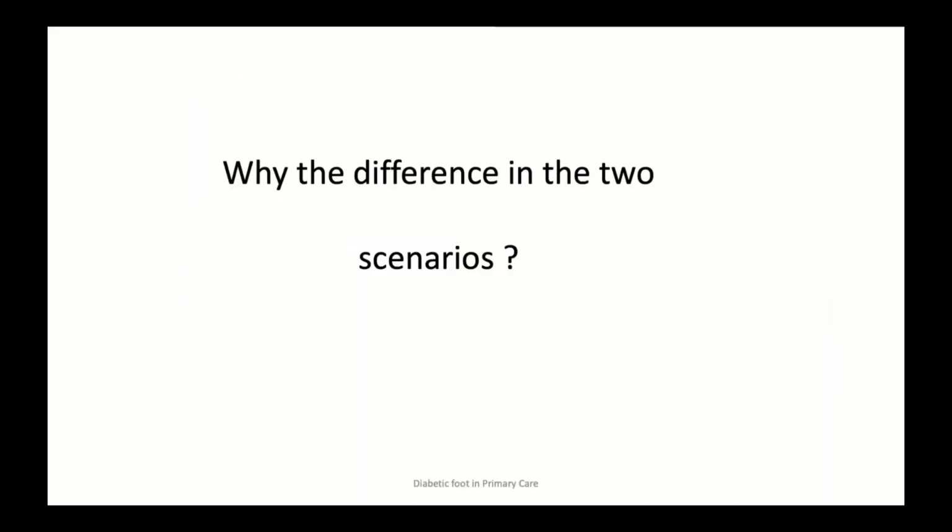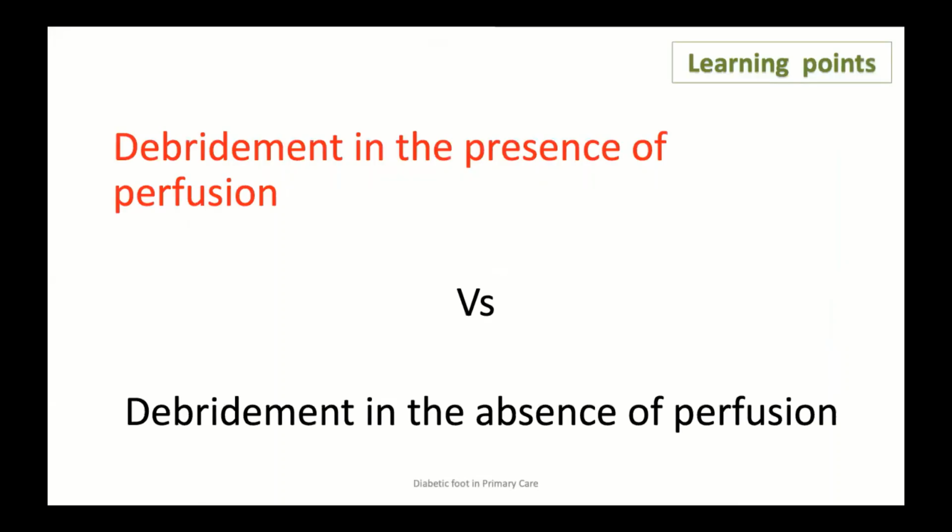So what's the difference between these two scenarios? Why is it that some patients with a debridement look okay, and another patient with a debridement does not look okay? And the reality, and the most important factor here, is the presence of perfusion. So debridement in the presence of perfusion versus debridement in the absence of perfusion.